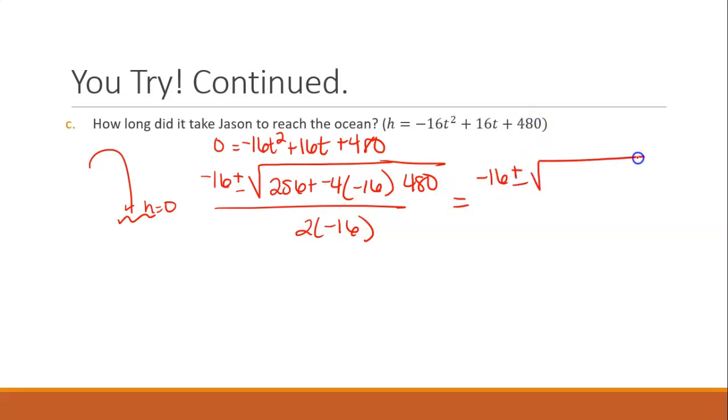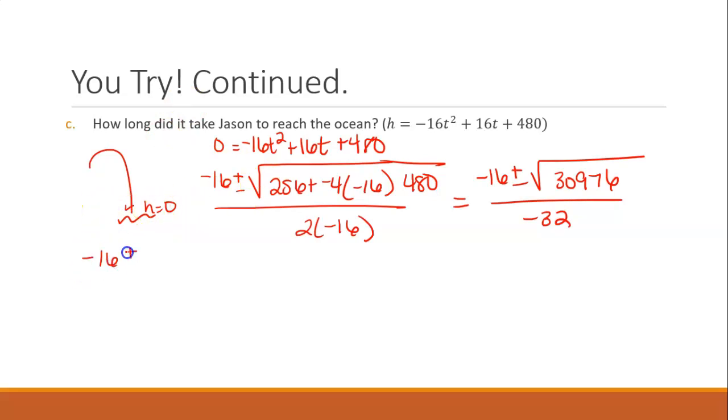So it's negative 16 plus or minus the square root. Negative 4 times negative 16 times 480 is 30,720 plus 256 gives me 30,976 inside the square root divided by negative 32. I'm going to find the square root of 30,976 and I get 176 for that.